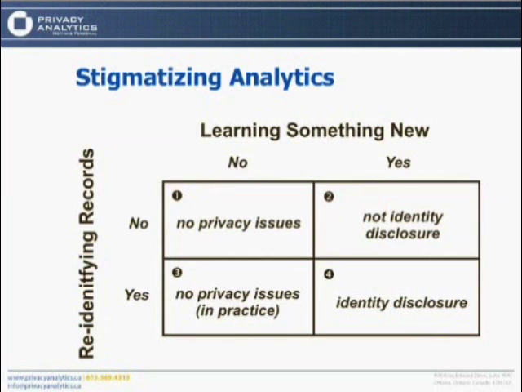Quadrant number 3, there's an identity disclosure, but we do not learn something new. Now, in practice, in terms of my interactions with regulators and just working in this field, this is generally not seen as a problem. So let me give you a simple example.